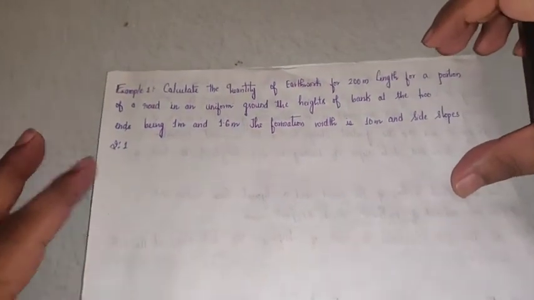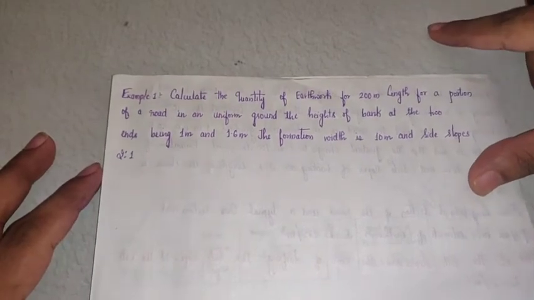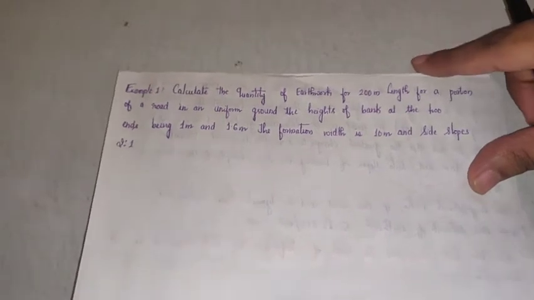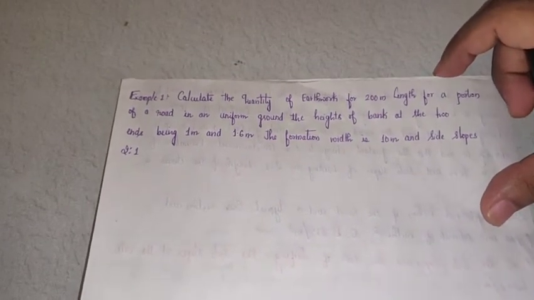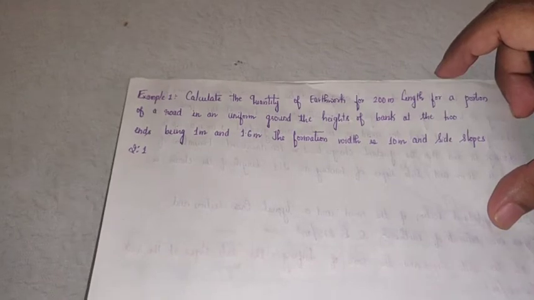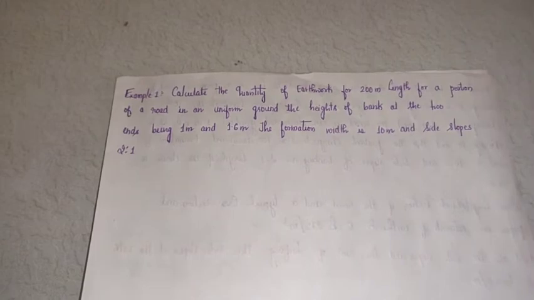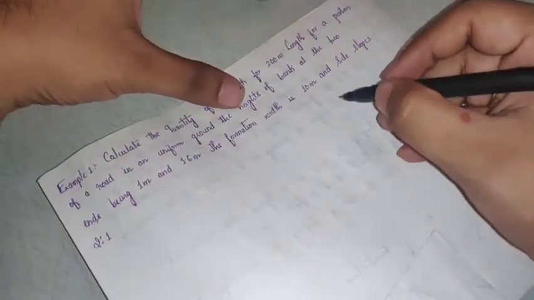I'll read it out. The first example reads: calculate the quantity of earthwork for 200 meter length for a portion of a road in a uniform ground, the heights of bank at the two ends being 1 meter and 1.6 meter. The formation width is 10 meter and side slopes are 2:1. So side slope given as 2:1 means it is the earthwork in banking.